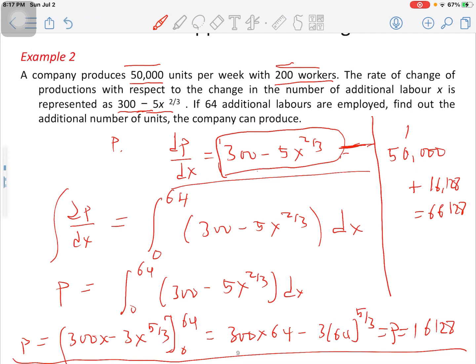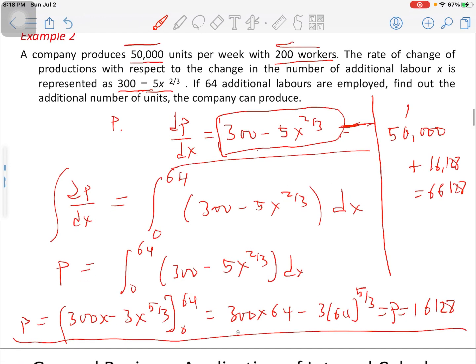So since we have the rate of change production function here, this is telling us that for every additional worker that they add, or additional labor that they add, the production increases by a certain amount. And we don't know the amount, but they are giving the function. So based on that, if we add one worker to the existing 200, we are going to produce some particular units in addition to what we have already. So that's why we apply the method of integration, and we started from 0 to 64 over that particular function, 300 minus 5x power 2 over 3 dx.